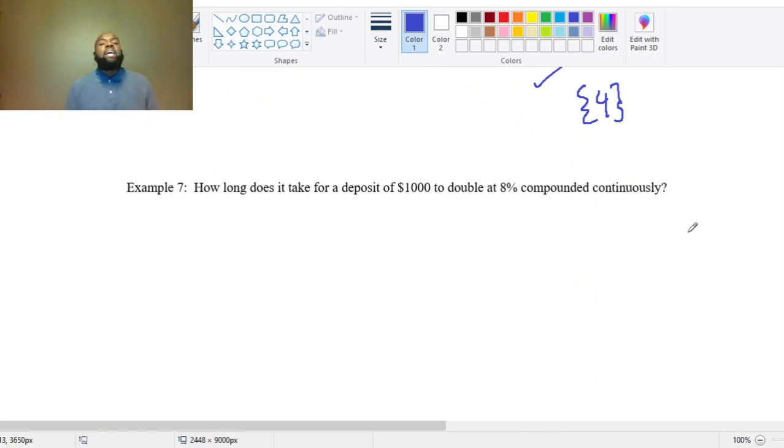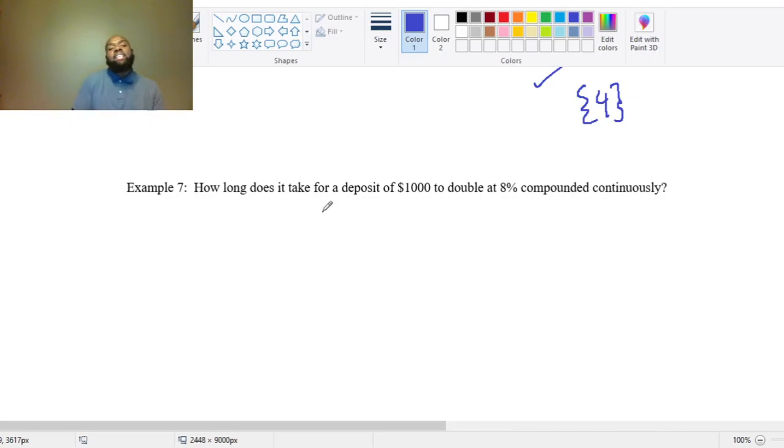Last but not least, now that we have this method, we can solve more equations. The logarithm is going to be very helpful in allowing us to solve exponential equations in a different way. We're going to look at this example to help us figure that out. How long does it take for a deposit of $1,000 to double at 8% compounded continuously?